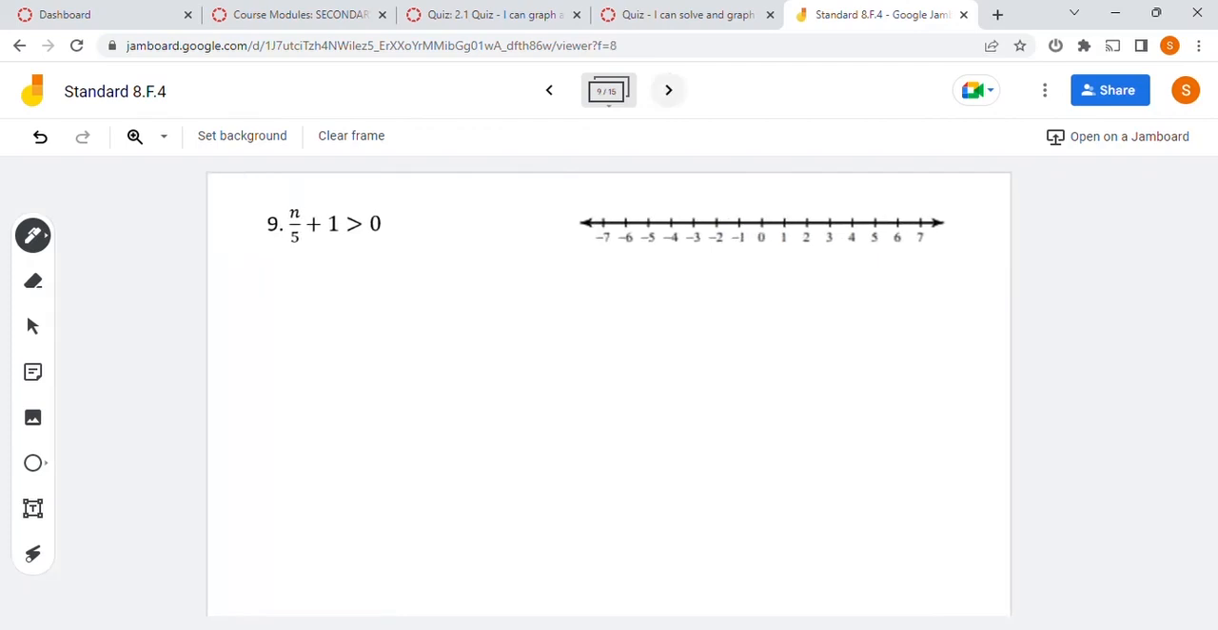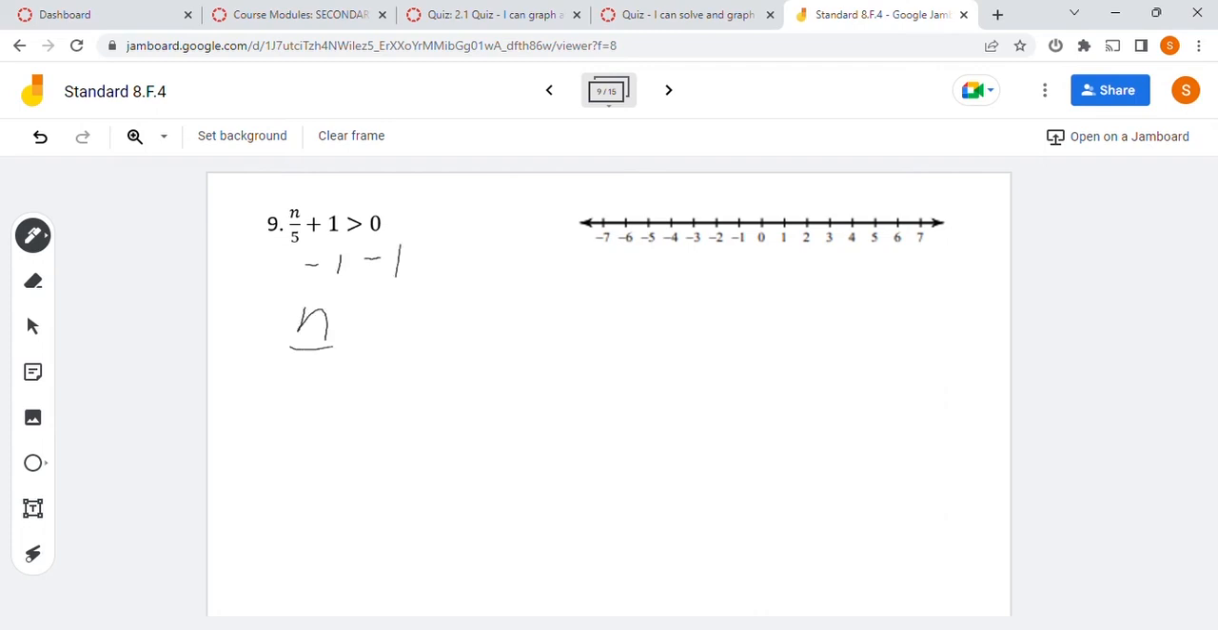For this next set, we have two-step equations. We've got to get rid of the 5 and we have to get rid of the 1, making sure to do these in the correct order. We've got to go backwards from our order of operations. That means we need to subtract 1 on both sides. Get rid of that first.